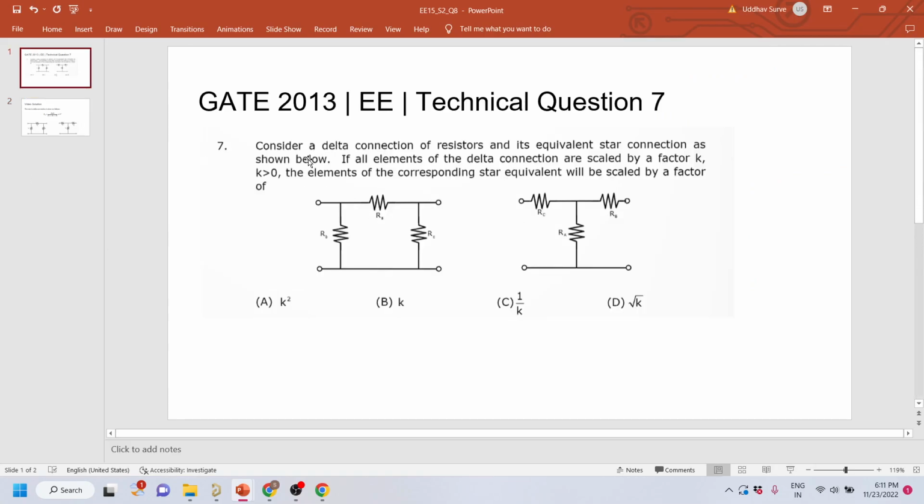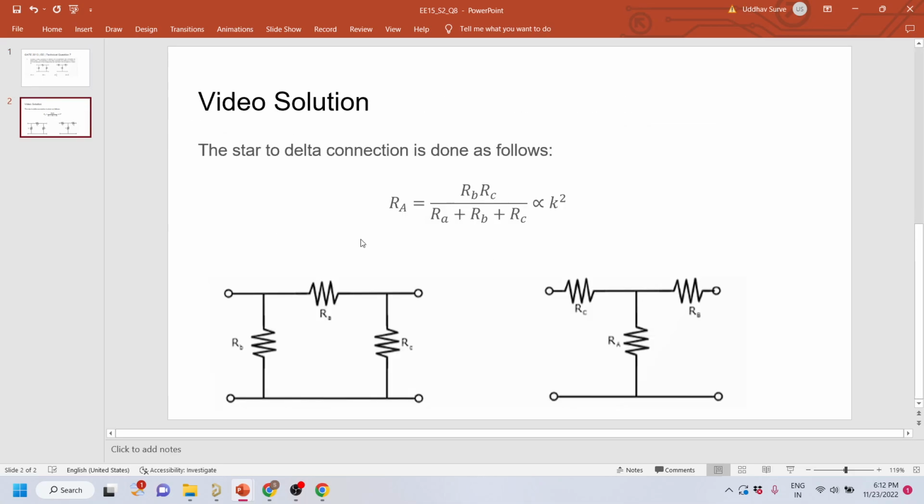So this is a delta connection of resistors, and its equivalent star connection is shown on the right. If all the elements of the delta connection are scaled by k, the elements corresponding to the star equivalent will be scaled by the factor of... It's a fairly simple question. If you just know the transformation of this network into this, it is given by R.